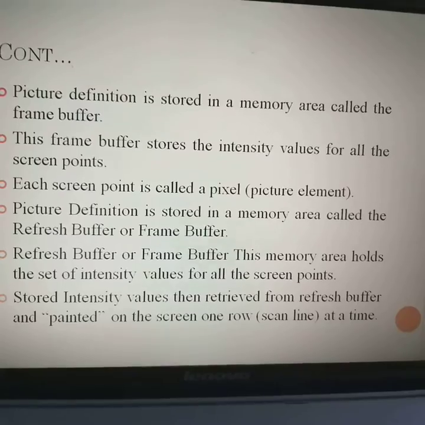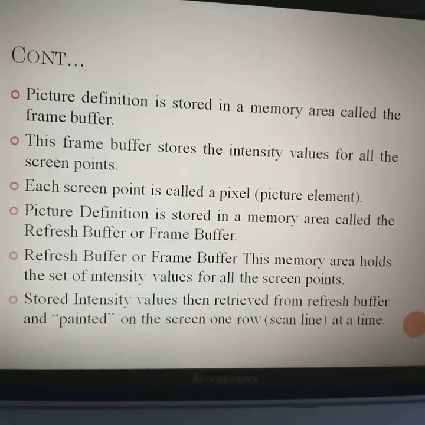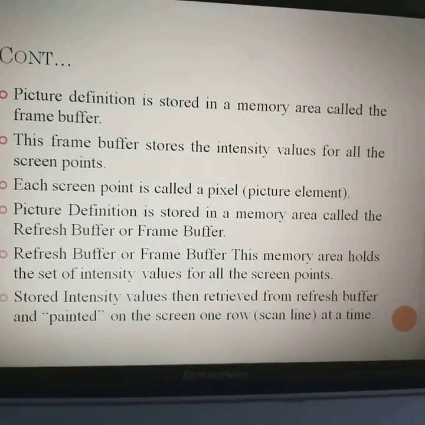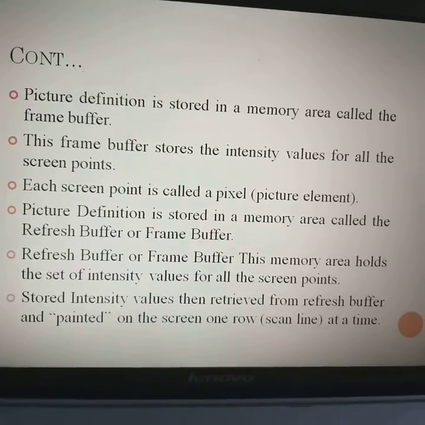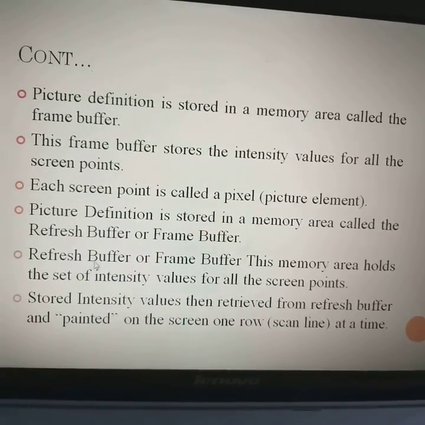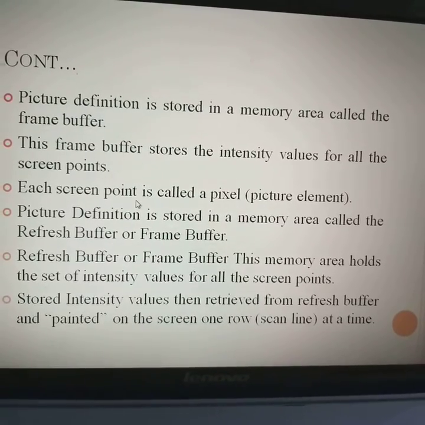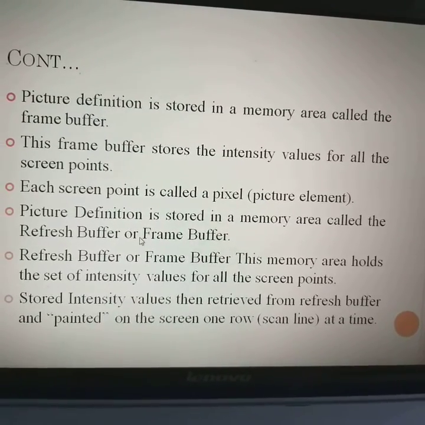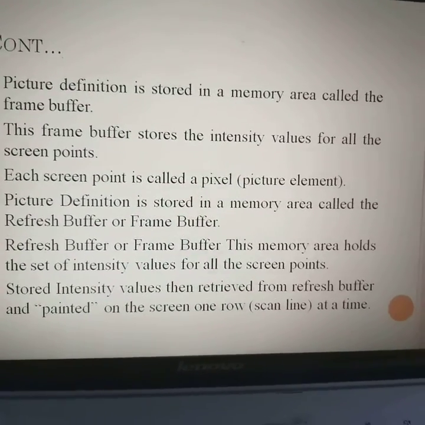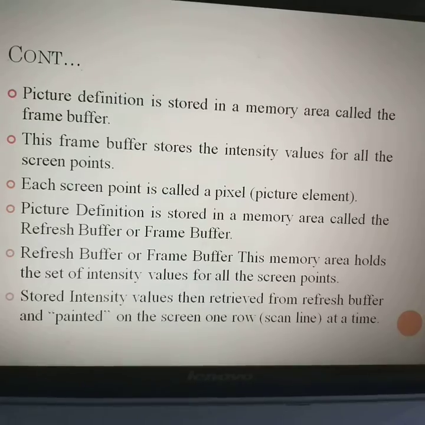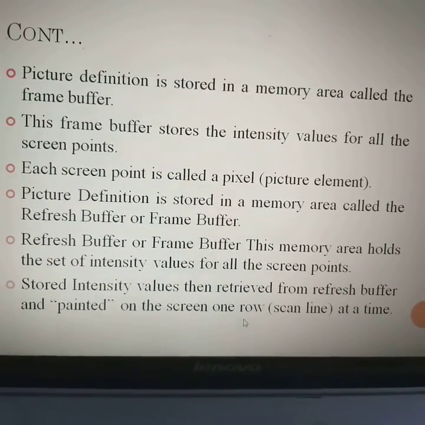The picture definition is stored in a memory area. That memory area is known as the frame buffer. The frame buffer stores the intensity values of the screen points. Each screen point is known as a pixel, or picture element. The stored intensity values are then retrieved from the refresh buffer and painted onto the screen one row at a time.